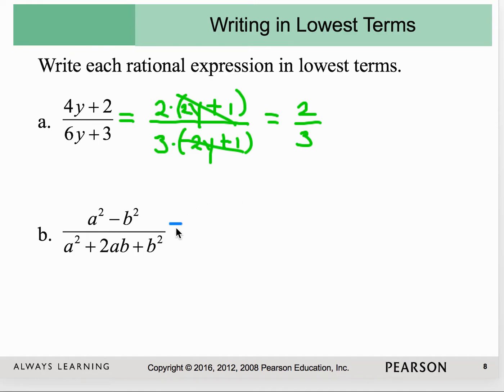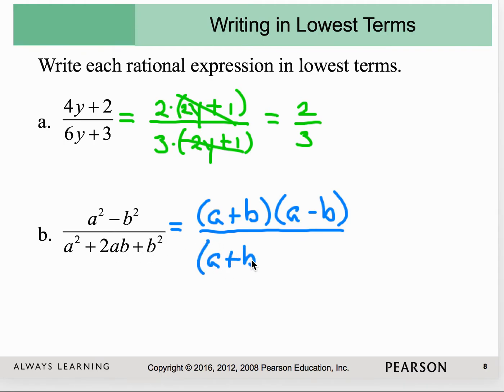Let's try it again. Difference of squares, so I just have to know how that factors. A plus b, a minus b. Okay, this one's a perfect square trinomial, right? These are both squared. It's just the formula exactly for it. It's 2 times their square roots. So a plus b, a plus b. Anything that's exactly the same in the numerator and the denominator can divide out.